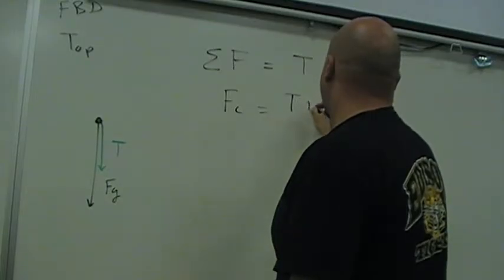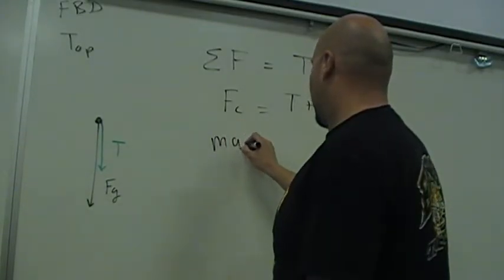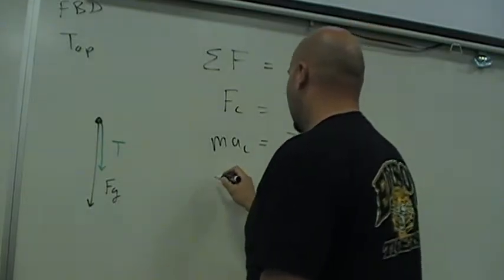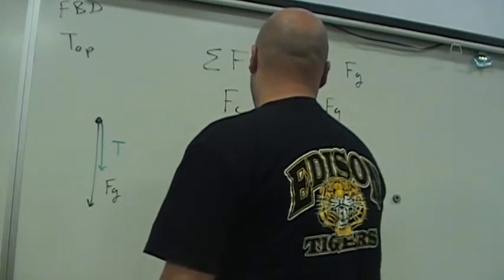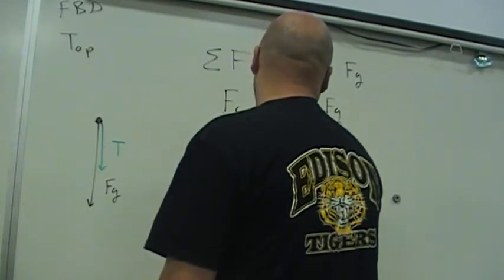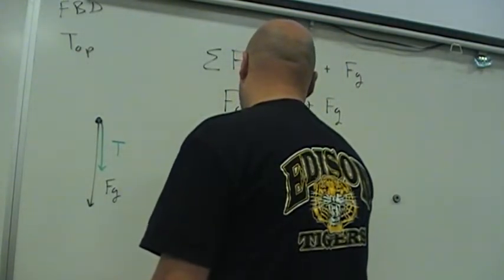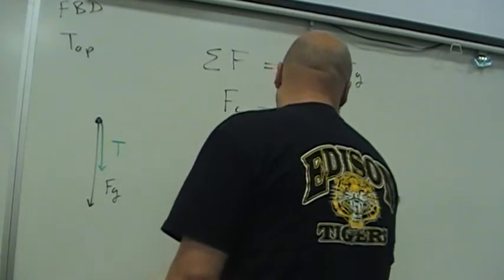Then we have T plus Fg, this becomes MAC. And then if we want to solve for the tension, we have MAC minus Fg equals the tension. This is going to be mv squared over r minus mg equals T.